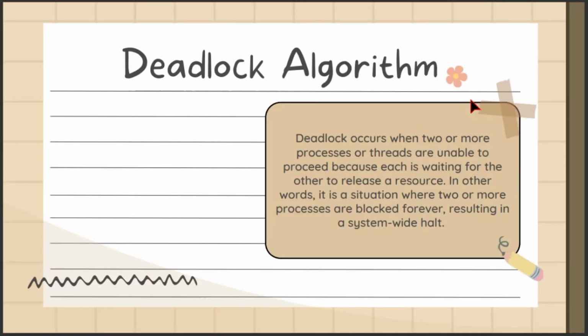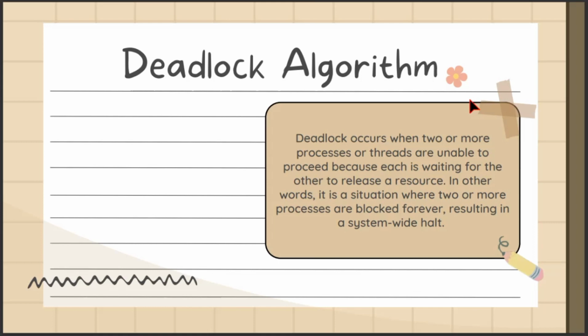So, deadlock. Deadlock occurs when two or more processes or threads are unable to proceed because each is waiting for the other to release a resource. In other words, it is a situation where two or more processes are blocked forever, resulting in a system-wide halt.